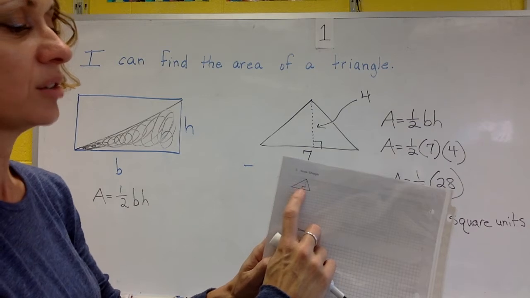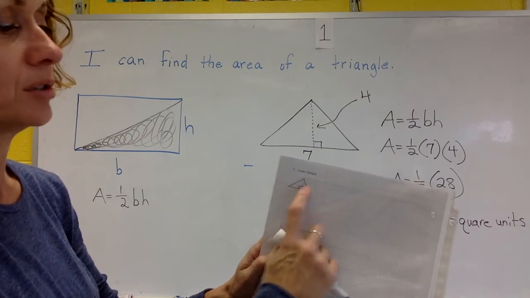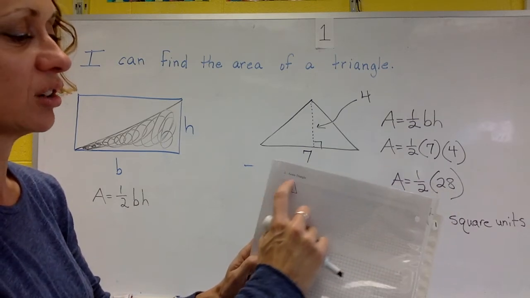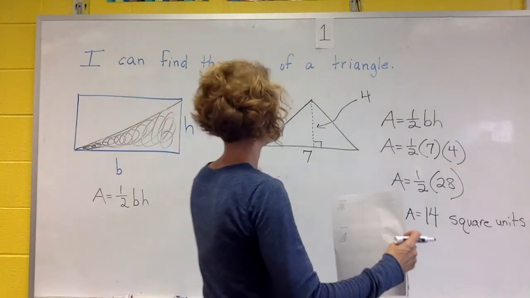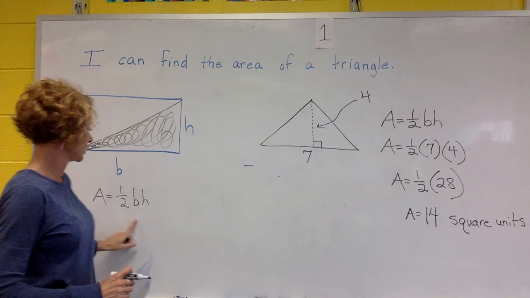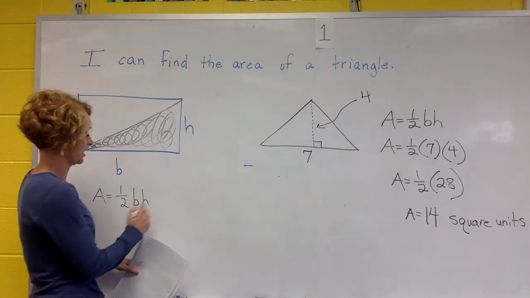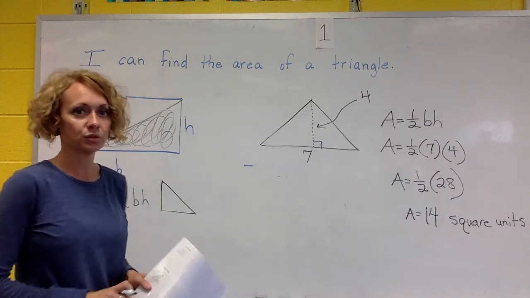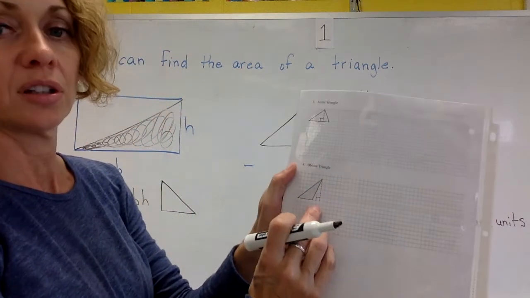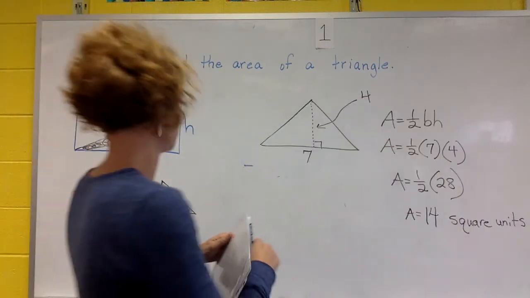And it's not so easy to count all those square units because some of them are cut or split by the diagonal lengths of the triangle. It's easy to use this formula when I know what it is. Area equals 1/2 base times height. That's for every single triangle. I'm going to do one more example, which is number 4, which is the obtuse triangle.